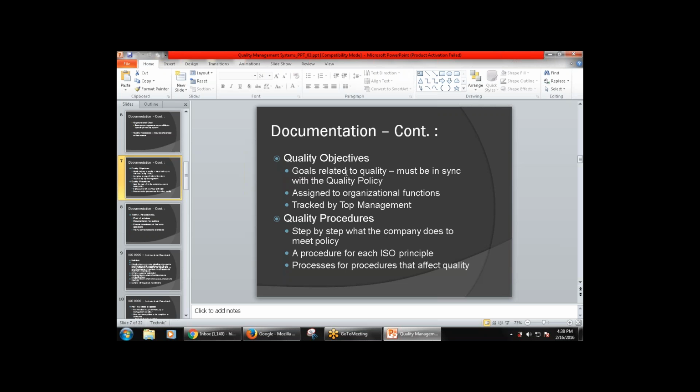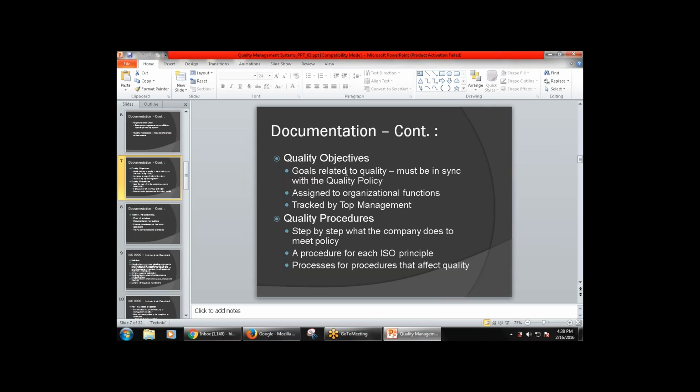Then assigned to the organizational function. So there is an organizational function that is carried out. So that is assigned to the organizational function. That is, every objective that is carried out, that quality objective is assigned to the organizational function. Then tracked by the top management. Yeah, this is one of the important points, that every quality management technique or every quality concept is managed or tracked by the top management, whether everything is going well or not. That is tracked by the top management.